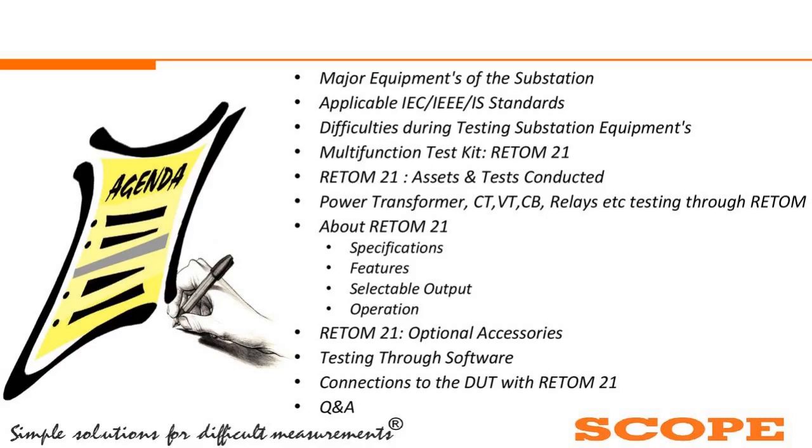Then after, with the help of RATOM 21, how to test and what tests we can do on power transformers or distribution transformers, current transformers, voltage transformers, circuit breakers, relays, etc. After that, we will majorly look at the RATOM 21 specification, then features, what advanced features we have added in our instrument, then selectable outputs, which are the selectable outputs in the RATOM 21, how we can use them for the testing of different equipments, then operation of the RATOM 21. After that, we will see RATOM 21 optional accessories.